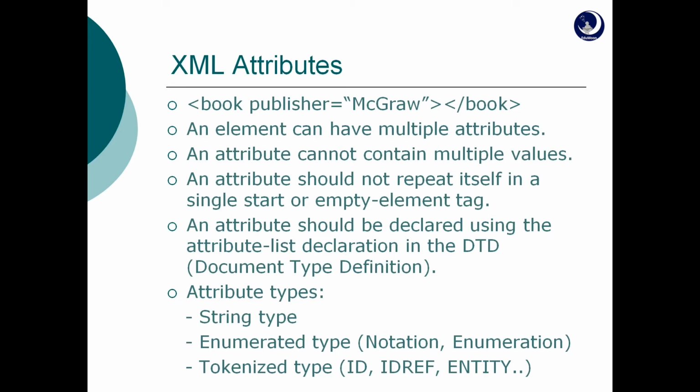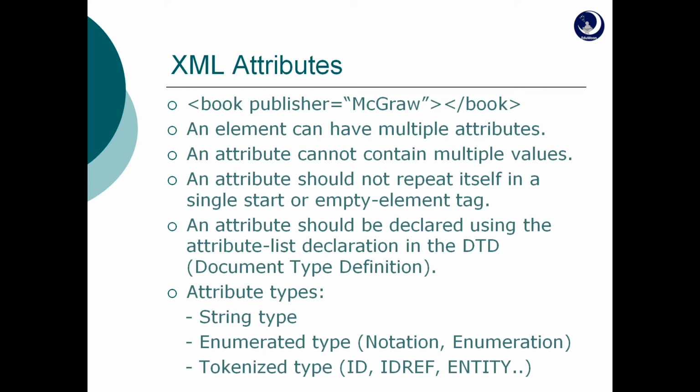You cannot have another attribute where publisher is set to another, specifying that it has two publishers, but it cannot be done in XML. An attribute should be declared using attribute list declaration in the DTD. For you to define an attribute, you have to first specify or declare it in the DTD, or document type definition. We'll learn how to create or define a document type definition in the coming pages.